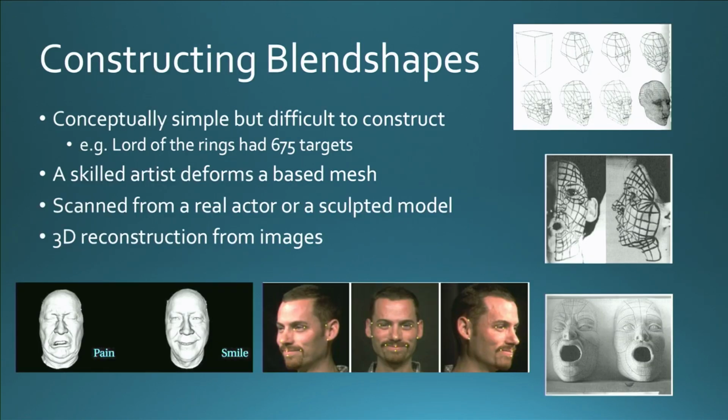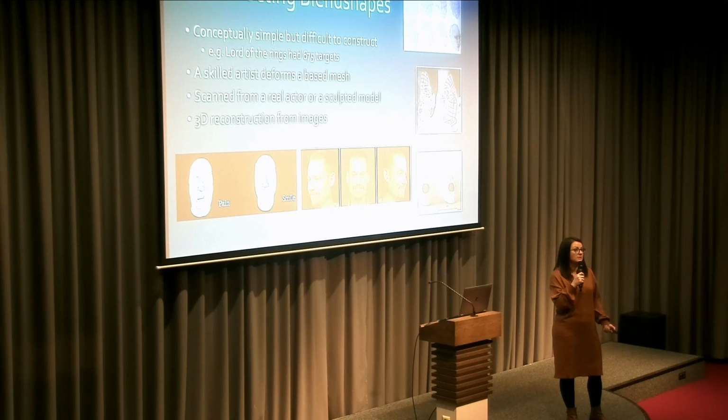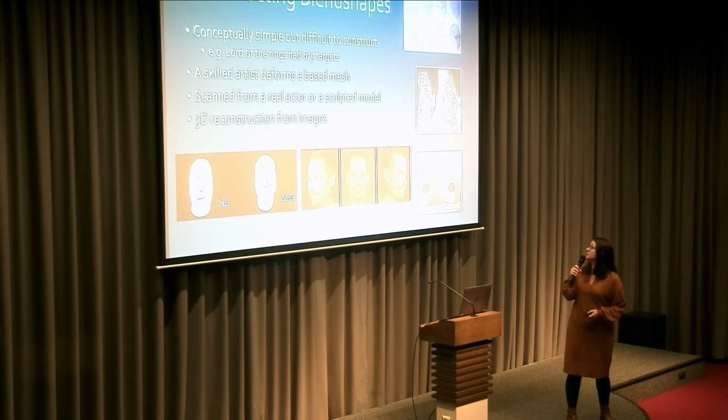One big challenge is, of course, how to construct these blend shapes. There are different types of methods to do that. For example, in Lord of the Rings, there were 675 morph targets or blend shapes, and usually skilled artists form a mesh. It can be scanned from a real actor, or we can use 3D reconstruction from images or use 4D scanners.